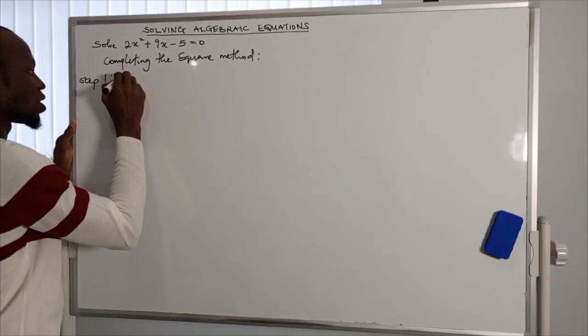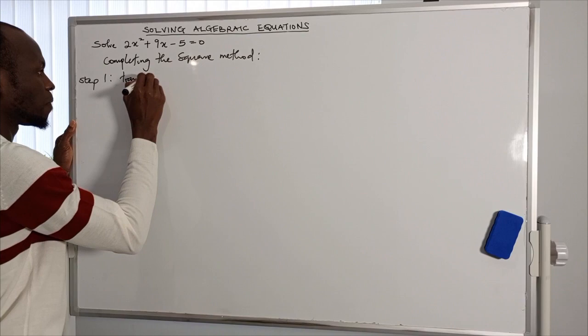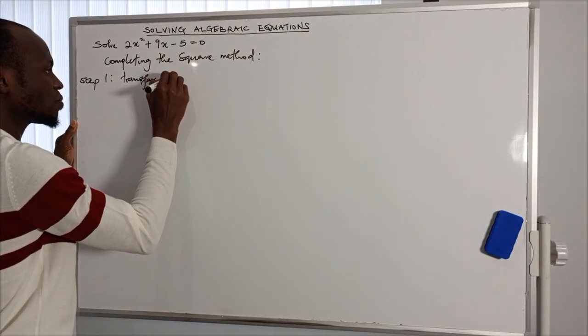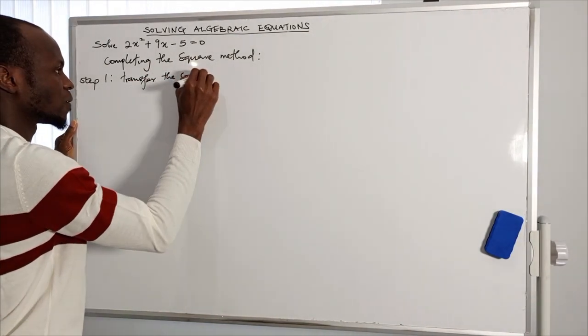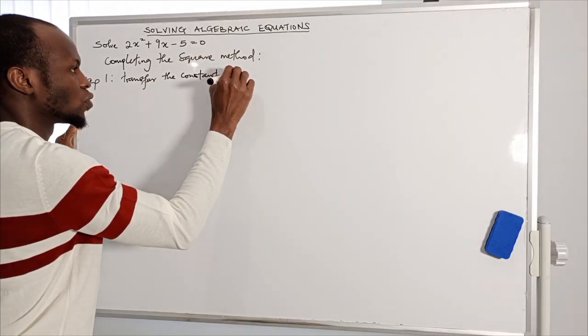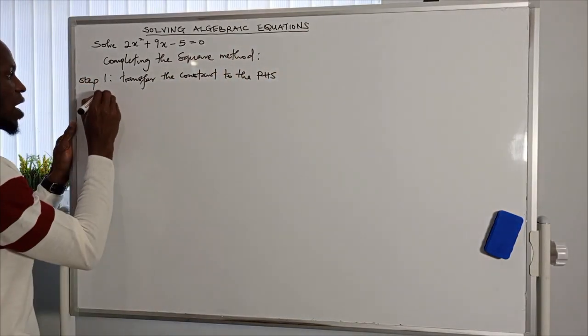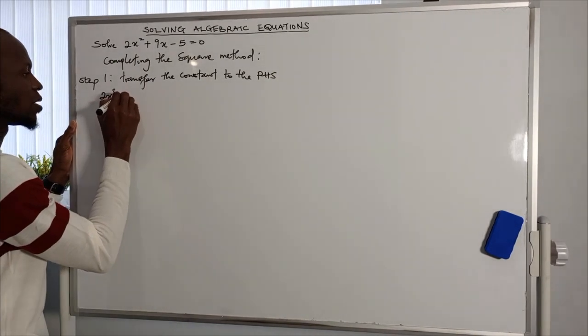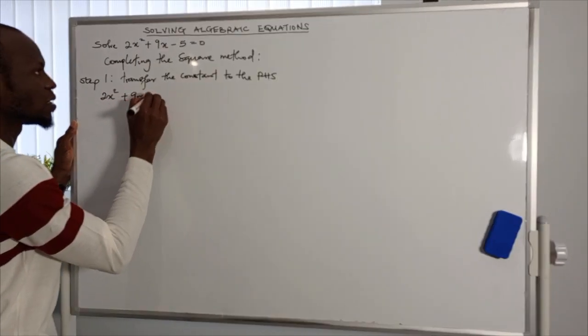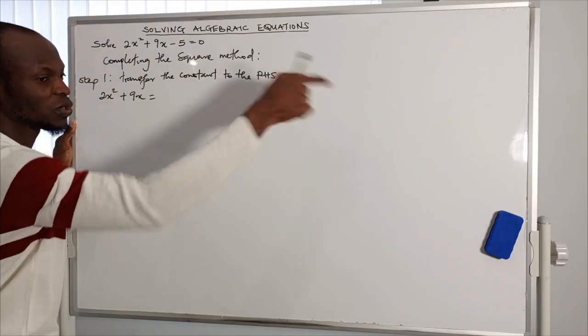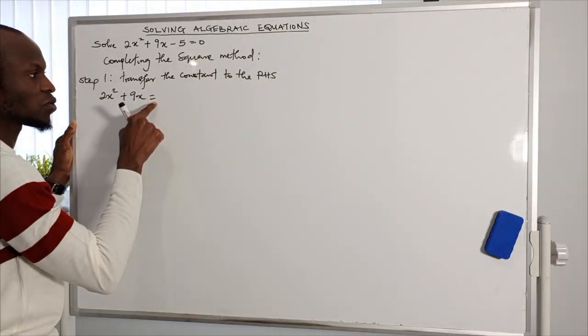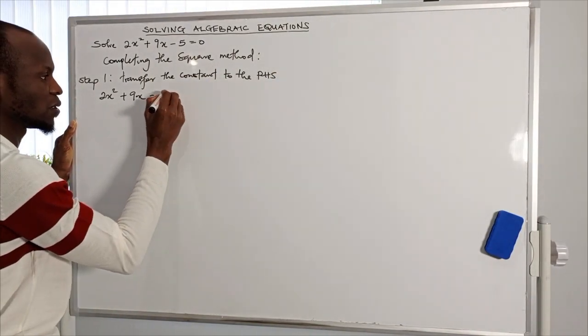Transfer the constant to the right hand side of the equation. So we have 2x squared plus 9x equals, if minus 5 comes to the right hand side, crossing the equals to sign becomes plus.